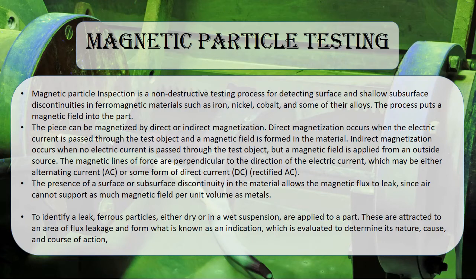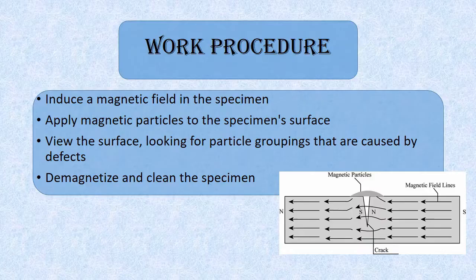The magnetic lines of force are perpendicular to the direction of the electric current, which may be either alternating current (AC) or some form of direct current (DC). The presence of a surface or subsurface discontinuity in the material allows the magnetic flux to leak, since air cannot support as much magnetic field per unit volume as metal. To identify a leak, various particles, either dry or in wet suspension, are applied to a part. They are attracted to an area of flux leakage and form what is known as an indication, which is evaluated to determine its nature, cause and course of action.